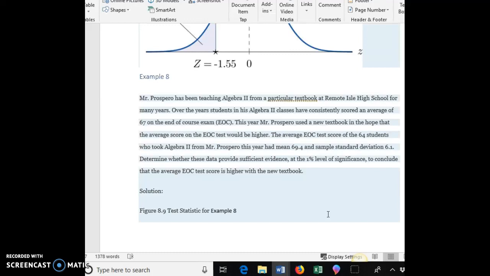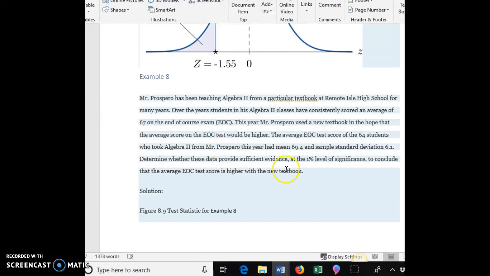This year, Mr. Prospero used a new textbook in the hope that the average score on the EOC test would be higher. The average EOC test score of the 64 students who took Algebra 2 from Mr. Prospero this year had a mean of 69.4 and a sample standard deviation of 6.1. We want to determine whether these data provide sufficient evidence at the 1% level of significance to conclude that the average EOC test score is higher with the new textbook.